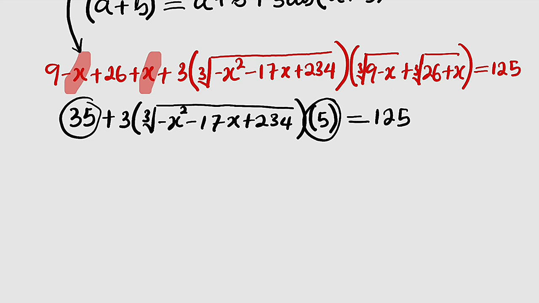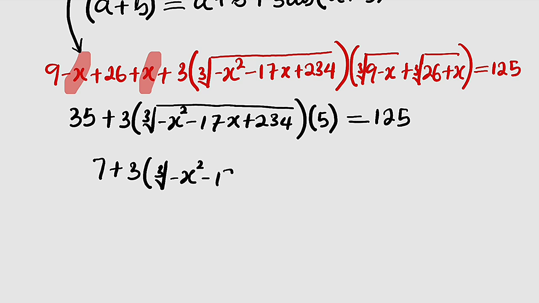All right, this can be divided by 5, this can be divided by 5, and all of this. So these 3 terms are multiples of 5. Therefore we are going to divide from left to right by 5. If you divide 35 by 5, you have 7 exactly. So this is 7 plus 3 multiplied by the cube root of negative x squared minus 17x plus 234. 5 divided by 5 is 1, so we go to the right hand side. 125 divided by 5 will give us exactly 25.